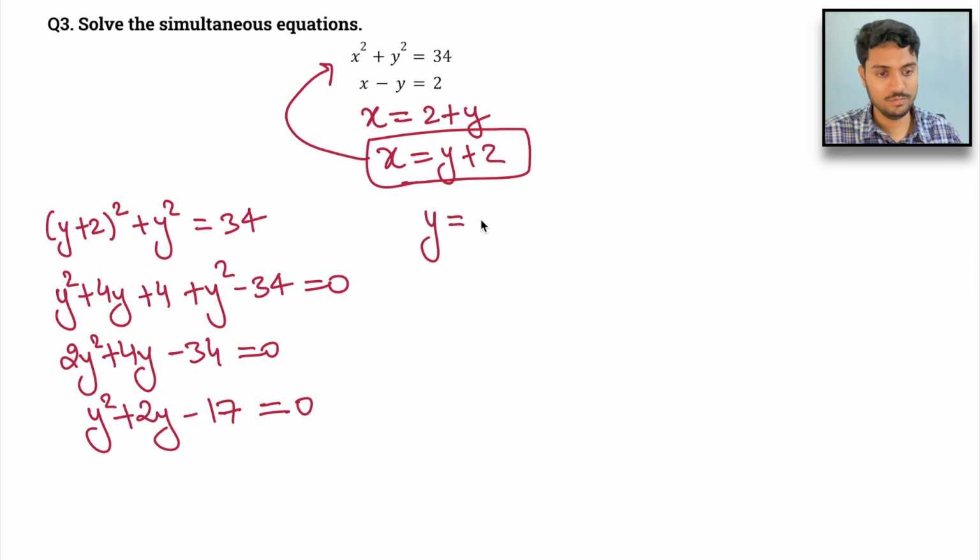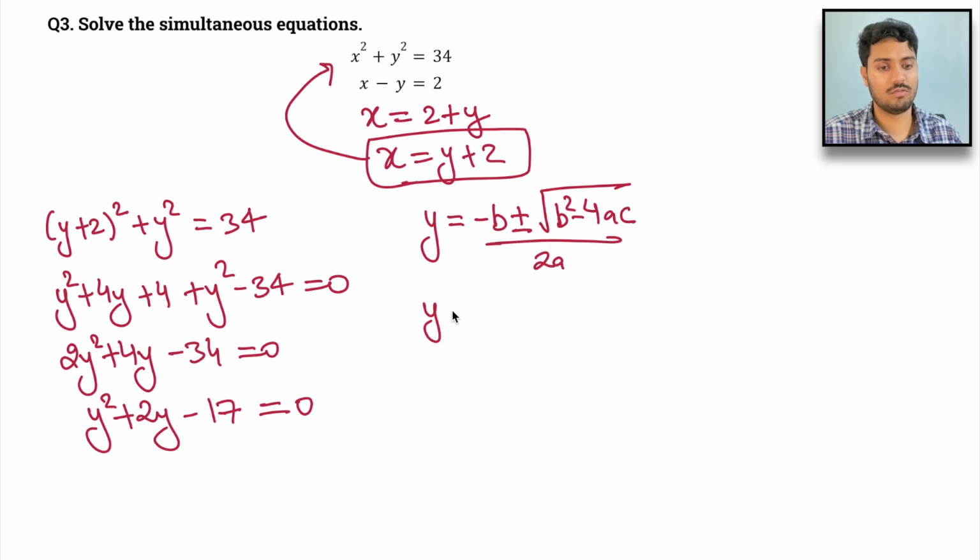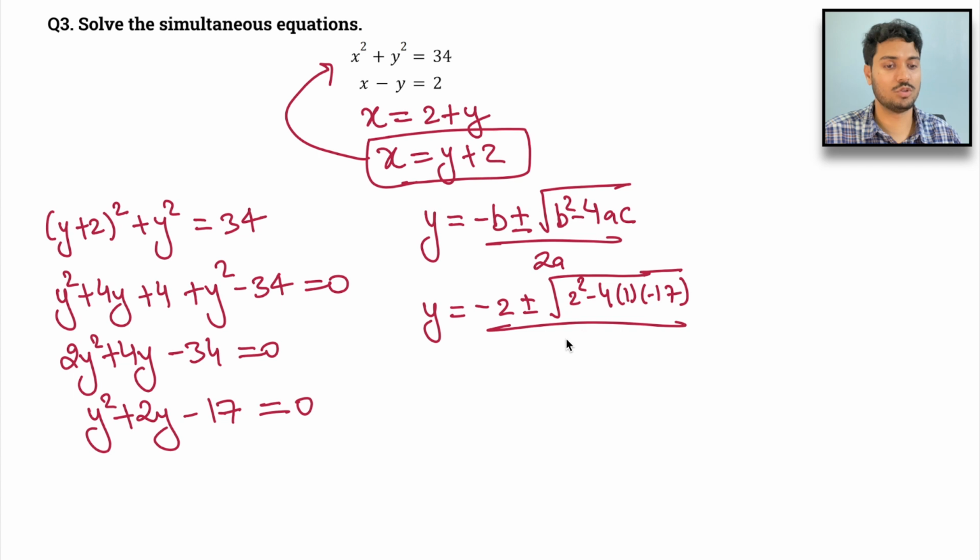So y is going to be minus b plus minus under root of b square minus 4ac, whole divided by 2a. So let's check. y is going to be minus b, that is minus 2, plus minus under root of 2 square minus 4 into a, that is 1, into c, that is negative 17, whole divided by 2a. So it is going to be 2 only.